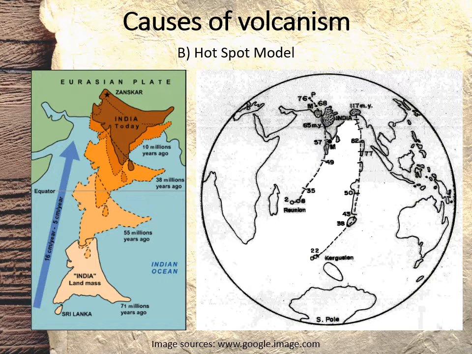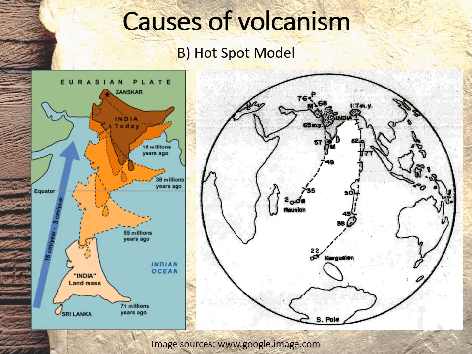So whenever the moving plate is passing above these hotspot points, the hotspot points are fixed, the plates are moving, so plates are going past above the hotspots. Due to the immense heat stored in those points, the portion of the plate above those hotspots suffers intense heating. And due to this intense heating, the plates become thinner and gradually eruptions occurred in those places.